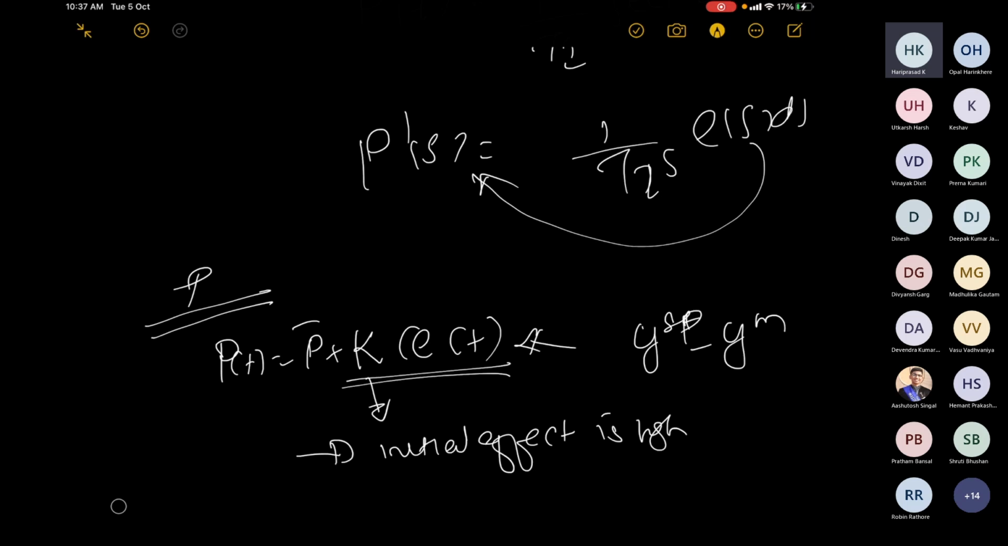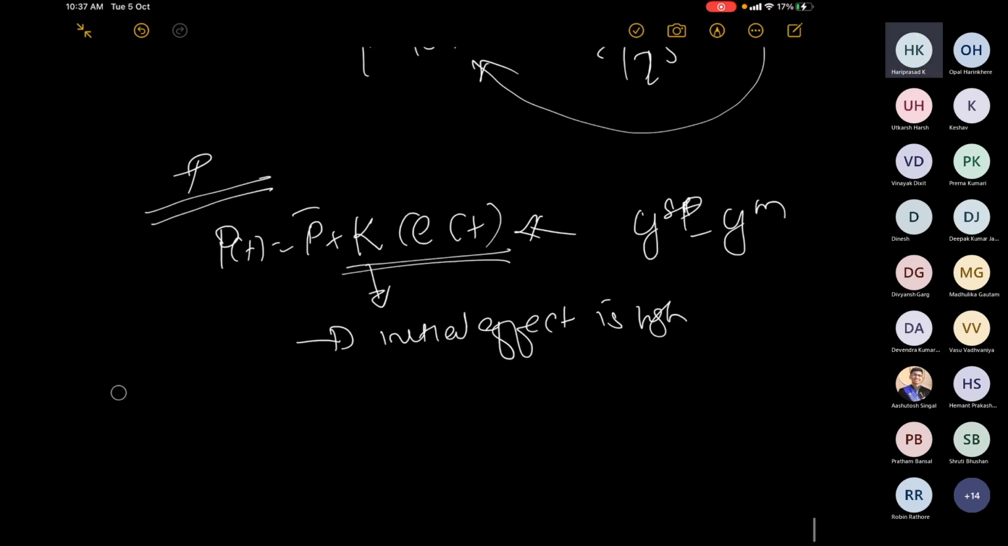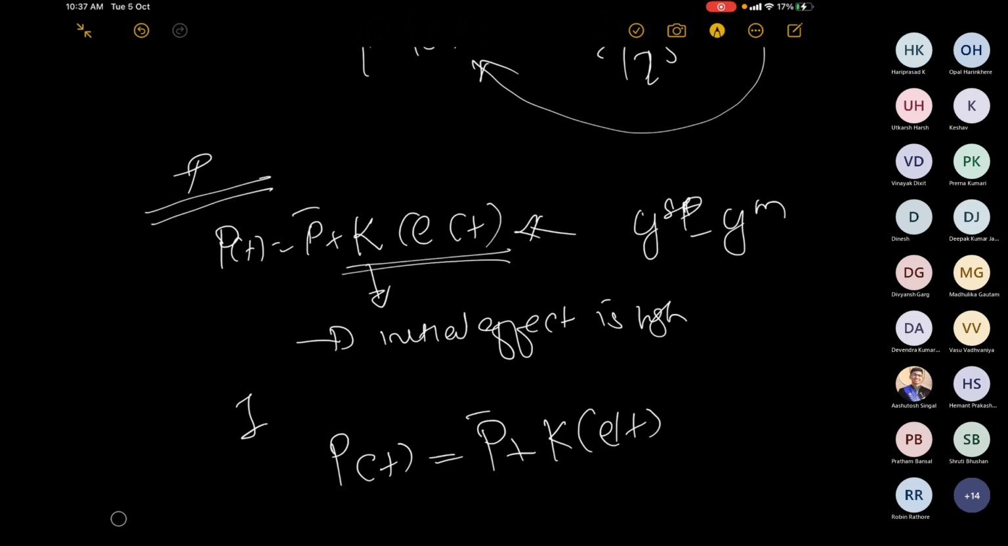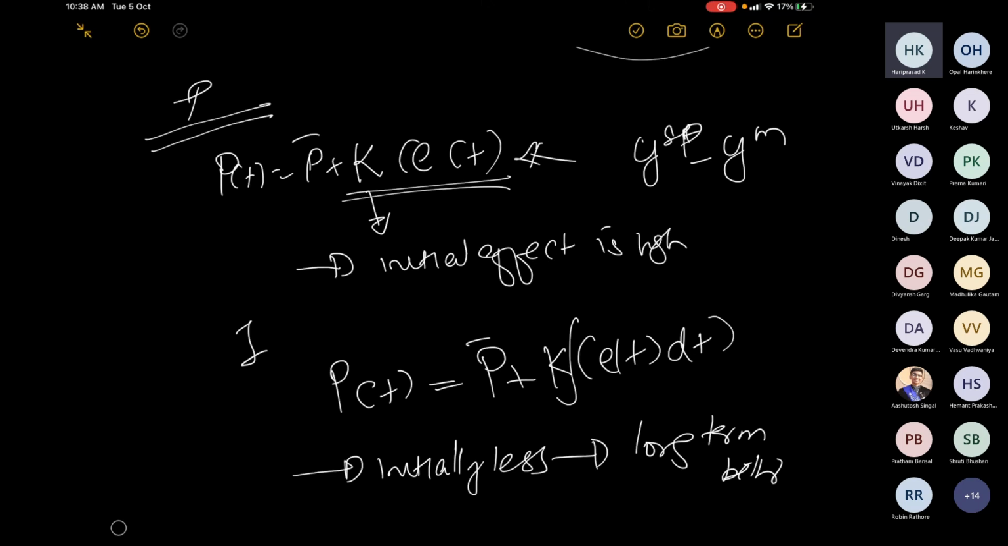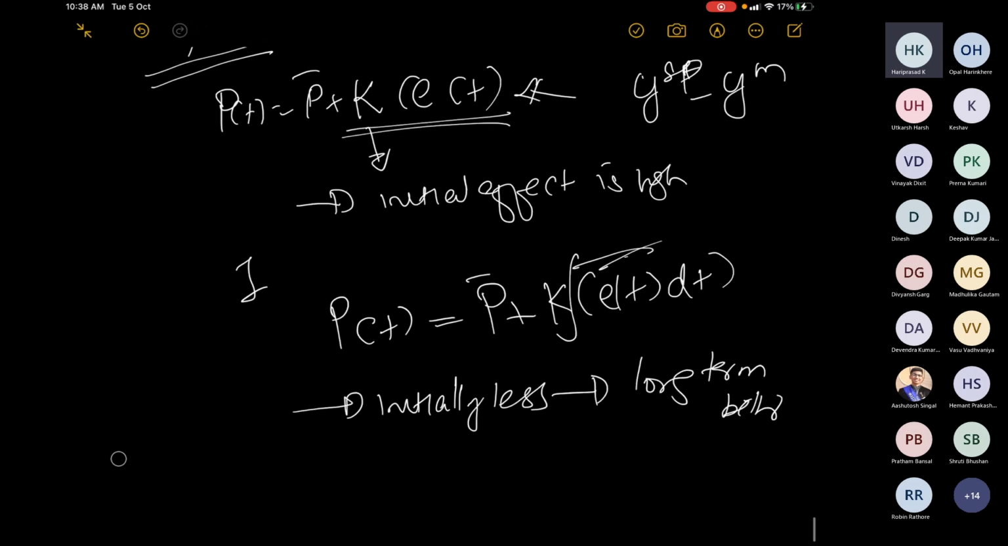Why? Because it is directly proportional to the error, while I is proportional to the integral of the error. So which is a slightly slow thing, right? The integral will accumulate over time. So this is initially less, but long term better, because your errors will not go to zero. Initially, in the sense, you will have to calculate the integral, so the immediate effect will not be there. You will have to do the computation, and only then does the integral error come.